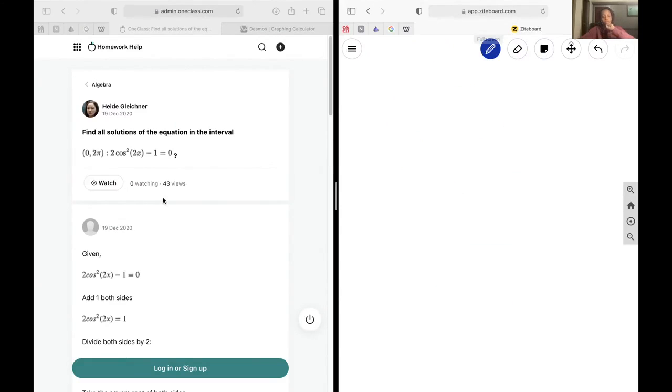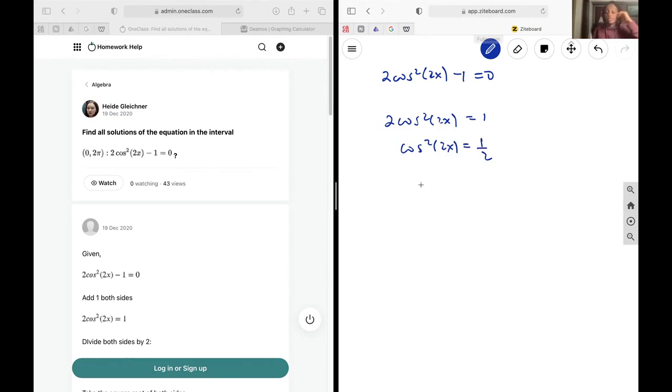Okay, next up, we want to find all solutions of the equation in the interval 0 to 2 pi. So we have 2 cos squared 2x minus 1 is equal to 0. Let's isolate that cos squared. So 2 cos squared 2x is equal to 1. Divide out the 2. Cos squared 2x is equal to 1 over 2.